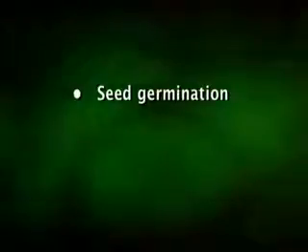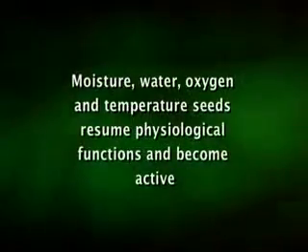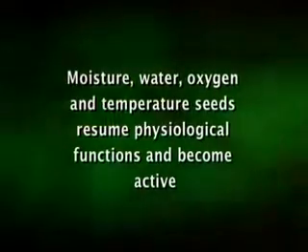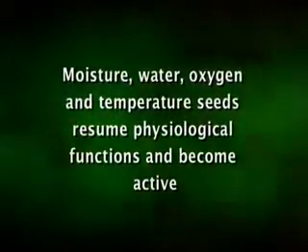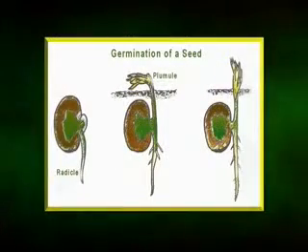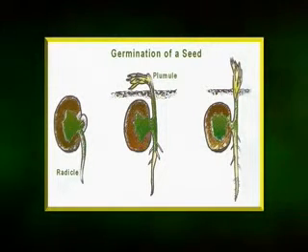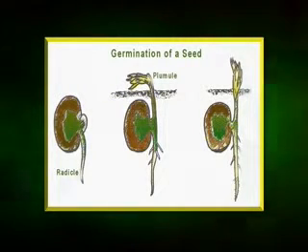Now, seed germination. Germination is the process of coming out of seedling from the seed. Germination occurs when seed is not dormant and all conditions for its growth, external as well as internal, are satisfied. Under proper conditions of moisture, water, oxygen and temperature, seeds resume physiological functions and become active. At the time of germination, a radicle is the first to come out. It protrudes out through the micropyle and establishes contact with surrounding soil particles and develops into root. Plumule comes out later and develops into shoot.